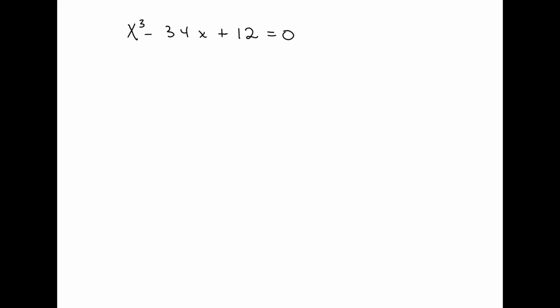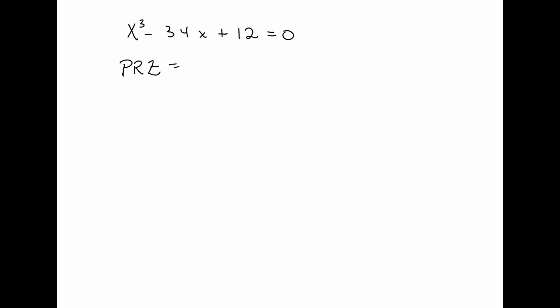Okay, so if we're asked to solve the polynomial equation x cubed minus 34x plus 12 equals 0, then there's a couple things we know from the start. First of all, there will be 3 complex zeros. They could be real, they could be imaginary, but there will be 3. They could be repeated. But we need a place to start, so let's begin with our possible rational zeros.